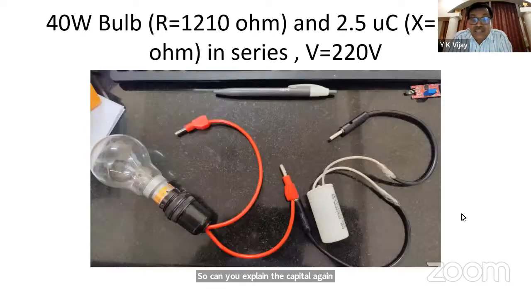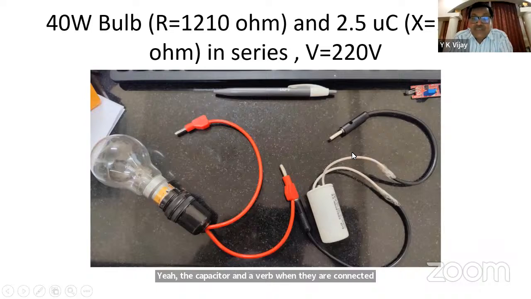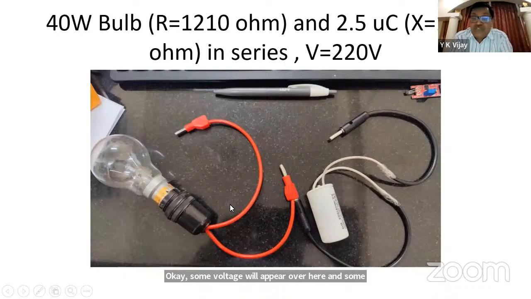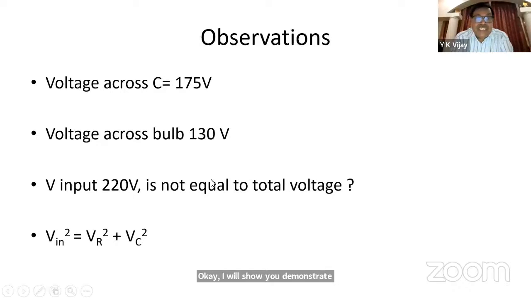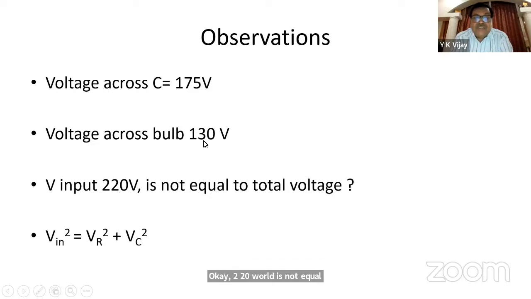The capacitor and a bulb, when they are connected, there will be an AC voltage distribution. Some voltage will appear over here and some voltage will appear over here, so it will not be 220 volt. I will demonstrate quickly. These are the typical values which come when the AC is connected. 220 volt is not equal to the voltage across the bulb or the voltage across the capacitor. It shows a vector addition law, so VI square should be equal to VR square plus VC square.